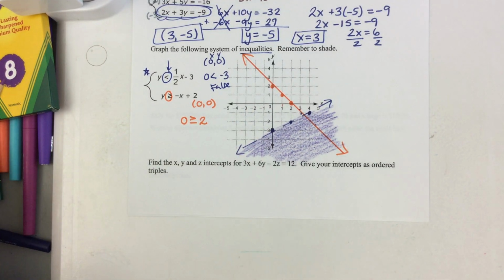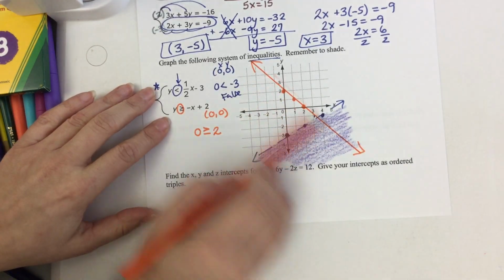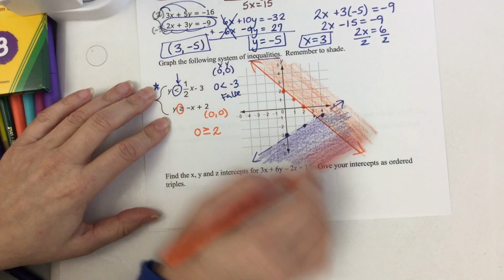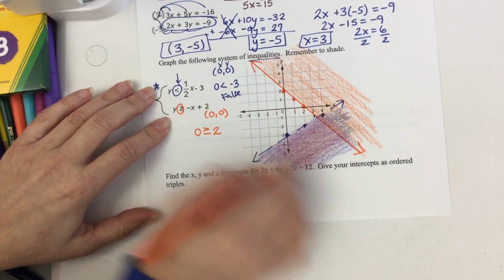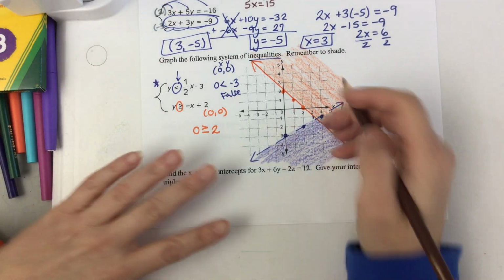That means (0, 0) is in the false side. Okay, so you shade the true side. So if (0, 0) is false, that means this side is true. Now your solution is wherever you ended up shading both times. So it's this area right here.